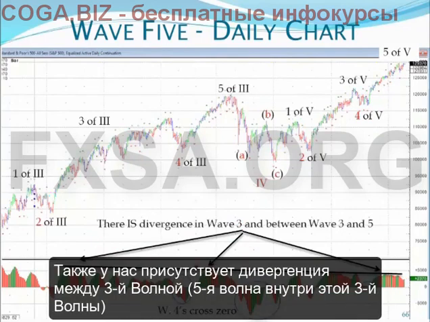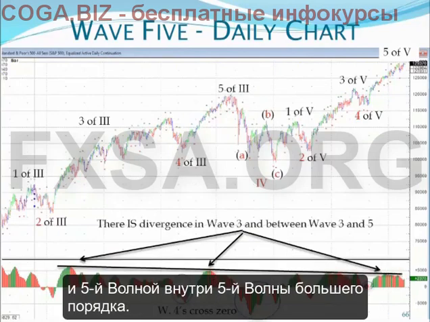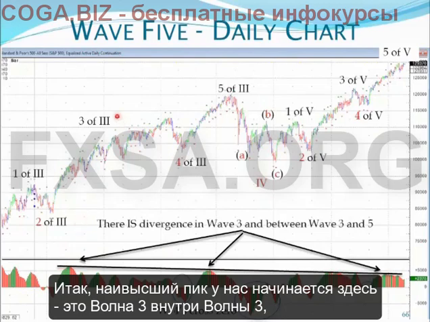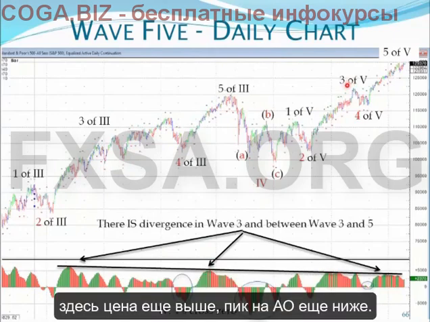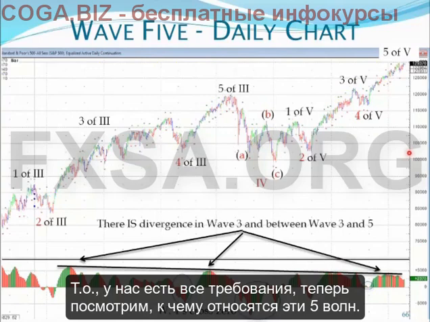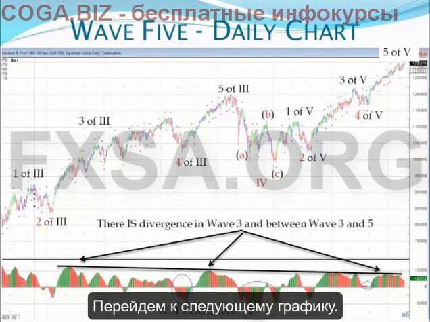We also have divergence between the 3rd wave, the 5th of the 3rd, and the 5th wave, the larger degree 5th wave. So we have the tallest peak starting here at 3 of 3, price going up, AO going down, 5th wave, higher price here, lower peak here. So we have all the requirements met. Now to see what we're looking at 5 waves of, we'll go to the next chart.